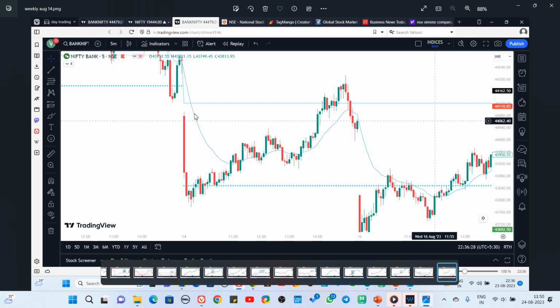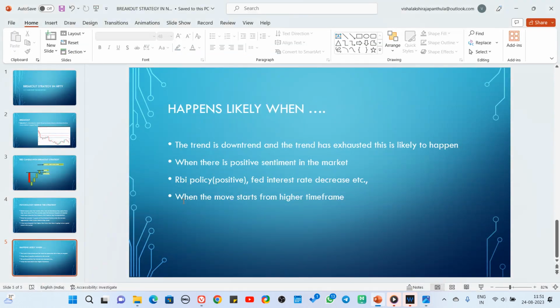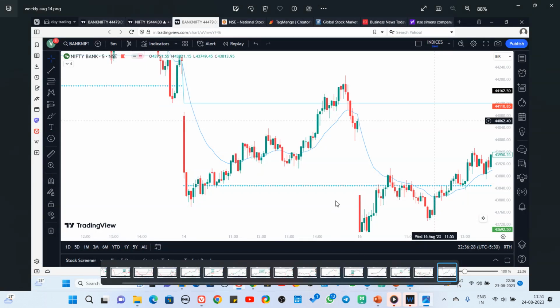See here, this is also an example, and I have told you I would explain what it means when the move starts from a higher time frame. The time has come to explain this. When the move starts from a higher time frame, in the sense that these two sky blue lines are weekly pivots. The traders who trade the weekly pivots at S1, when the trend is an uptrend, will enter the market after the close of this candle above the level. After the close of this candle, they are going to enter.